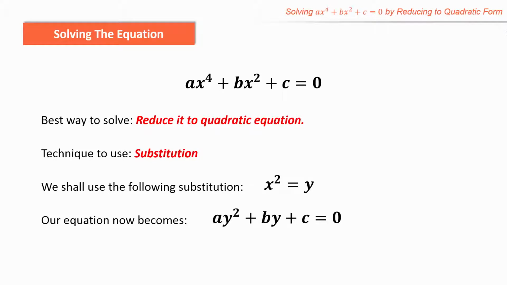Basically, x raised to the power 4 has been reduced to y squared, and x squared has been reduced to y. Since c is a constant, it will not be affected. The resulting equation is ay squared plus by plus c, which is the standard form of a quadratic equation. Do not be confused by the variables. We can use any other notation that we prefer. Our equation will still reduce to a quadratic equation.